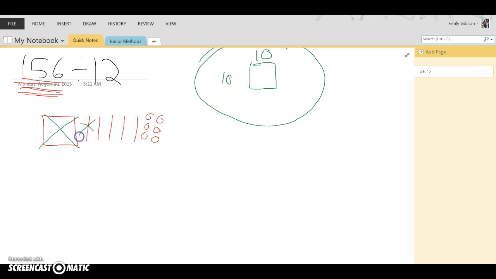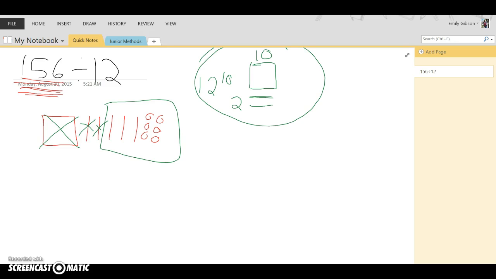I need to take 2 of my 10 blocks and put them underneath. So now I've got 10 rows of 10 plus 2 rows of 10. So that gives me a total of 10 rows of 12, excuse me. But now I'm left with 36 blocks. And I need to make groups of 12. So how do I make groups of 12 with 3 tens and 6 ones?